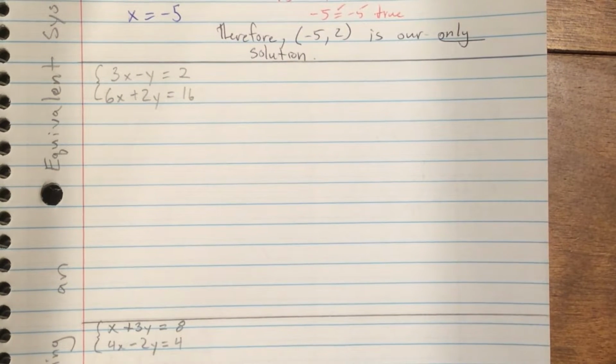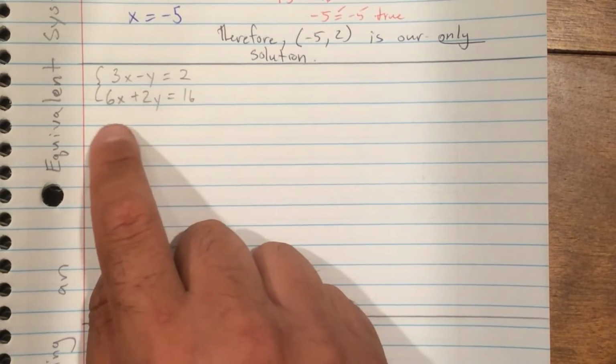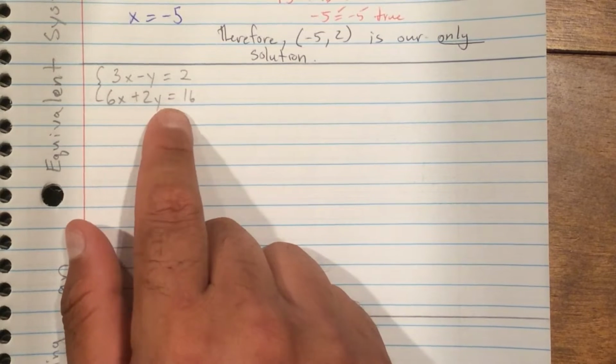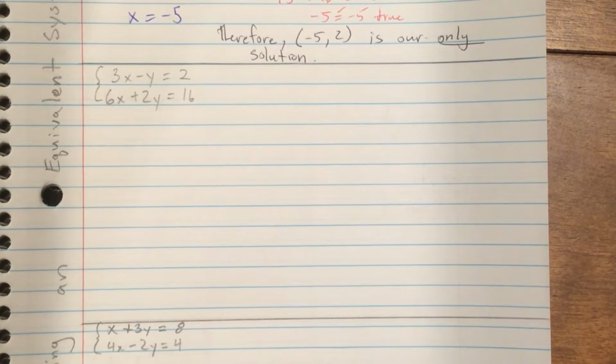This is part 2 of problem number 4. And for this one, we have 3x minus y is equal to 2, and 6x plus 2y is equal to 16. So on the first one, we actually had to multiply both of the equations by a number in order to get one equal to another.